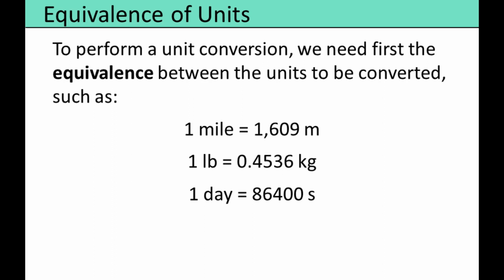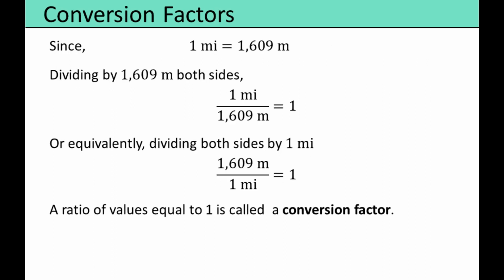With adequate equivalence of units, we can write a conversion factor that can be used to perform conversion of units. A conversion factor is the ratio of two values that represent the same physical quantities. For example, since 1 mile is equivalent to 1,609 meters, the ratio of 1 mile over 1,609 meters is a conversion factor. Since the values at the top and the bottom of the ratio represent the same physical quantity, the ratio must be identical to 1.